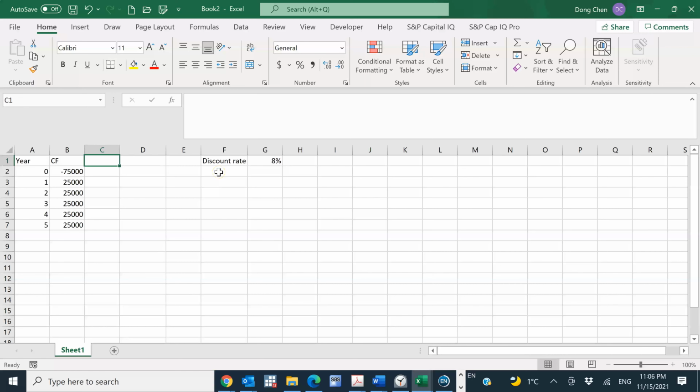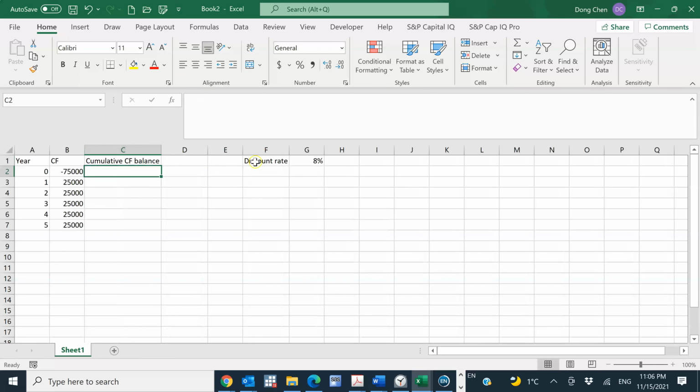So in order to do that, let me calculate the cumulative cash flow balance. And we know that for the payback period, we don't have to do the discounting. That's actually one of the disadvantages of using this decision-making rule, because it doesn't consider risk and doesn't consider the time value of money, and both will involve discounting the future cash flow.